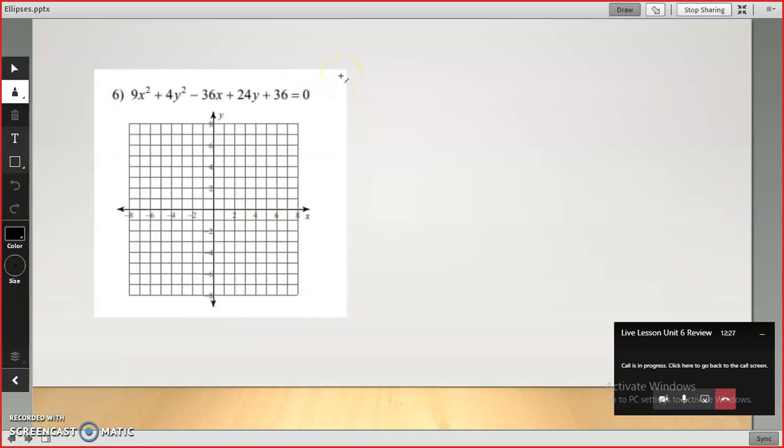So the first thing I need to do is complete the square, and I pray that I have enough time to complete this, everyone. So in order to complete the square, I am going to get my x values together. So that's 9x squared, and I'm putting my minus 36x next to it. Then I'm going to put my y values together. That's 4y squared, and I'm putting plus 24y. And that's equal to negative 36. I went ahead and moved that to the other side of the equation because it's equal to 0.